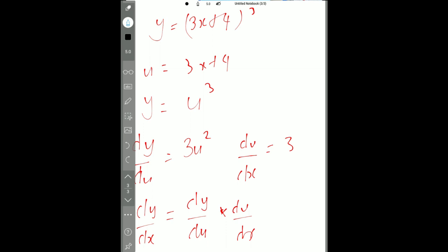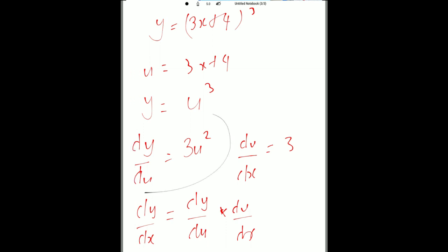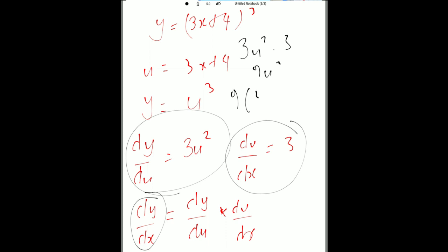So what happened? We're multiplying dy by du by dx in order to get dy by dx. So let's do that. So dy by du is 3u squared and du by dx is 3, leaving us with 9u squared. But what is u? U is 3x plus 4. And it's u squared. So dy by dx is 9 times 3x plus 4 all squared.